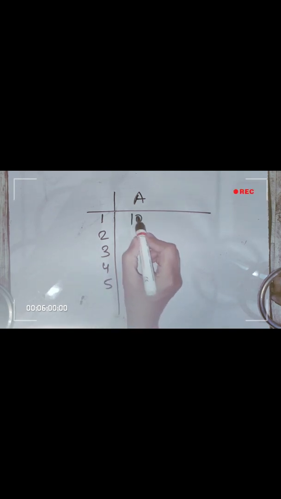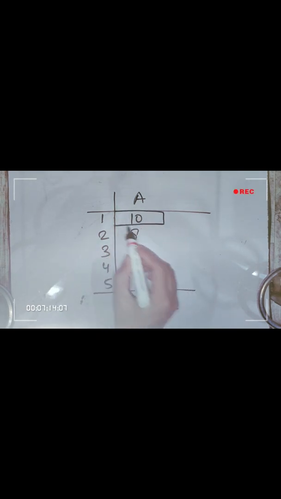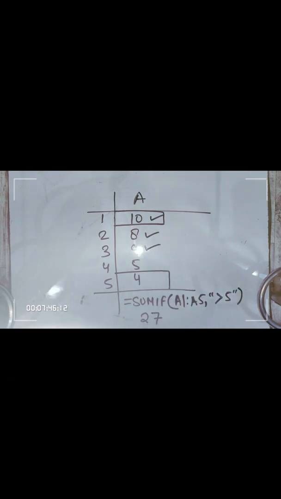Let me create a table with some demo values like 10, 8, 9, 5 and 4. Here we are going to put a formula, equals SUMIF, then what is the cell address of this? This is A1 and this is A5. It means we will write A1 colon A5, then comma and inverted comma. So now I want to add the values which are greater than 5. So let's see how many values are greater than 5. This is 1, 2, and 3. 3 values are greater than 5. It means the total of the 3 values is 27.